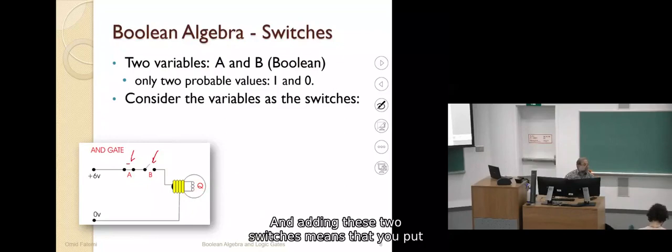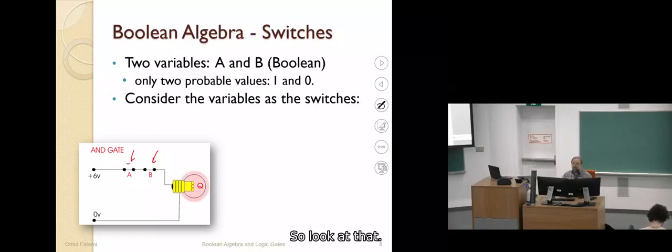ANDing these two switches means that you put them in sequence, in serial. Look at that. If both of the switches are closed, then the lamp is lit, is on. If one of them is open, or both of them, then there is no light. Okay, so this is the AND. You could represent AND in the circuits with serial connection.